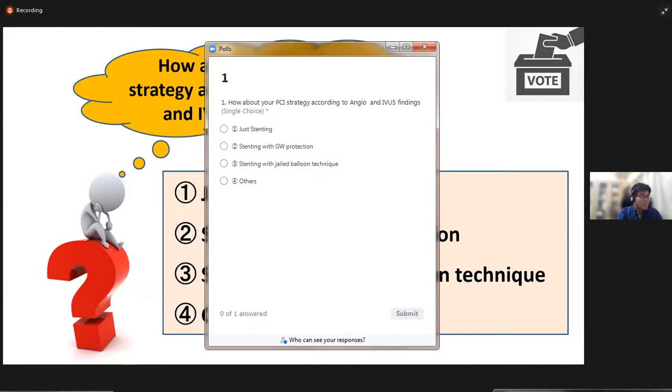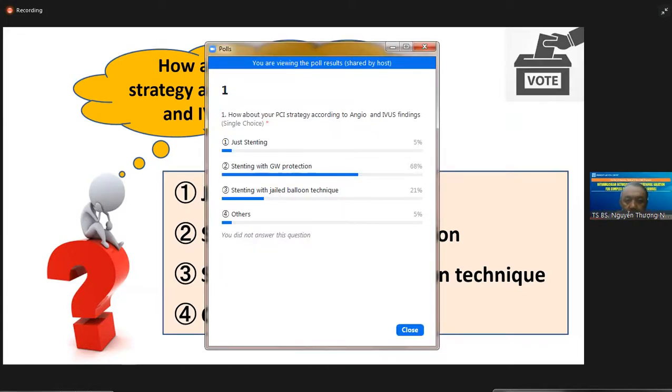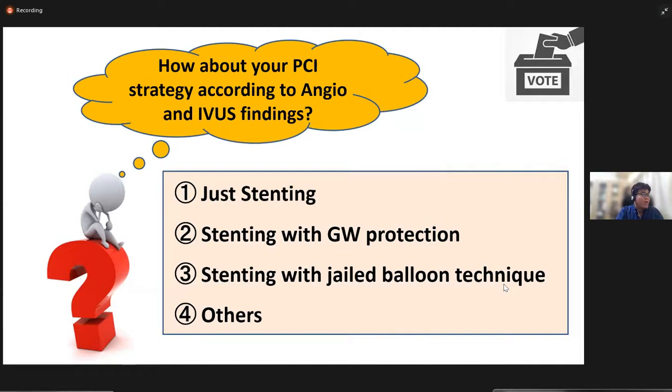Just stenting with guide wire protection, stenting with the jailed balloon technique, and others. Number 2, stenting with guide wire protection, is around 70%. Second is the jailed balloon technique. Okay, thank you so much.